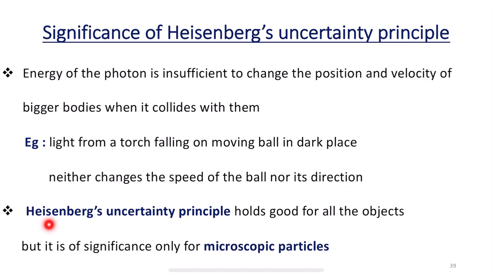Therefore, Heisenberg's uncertainty principle holds good for all objects, but it is significant only for microscopic particles. So this is all about Heisenberg's uncertainty principle.